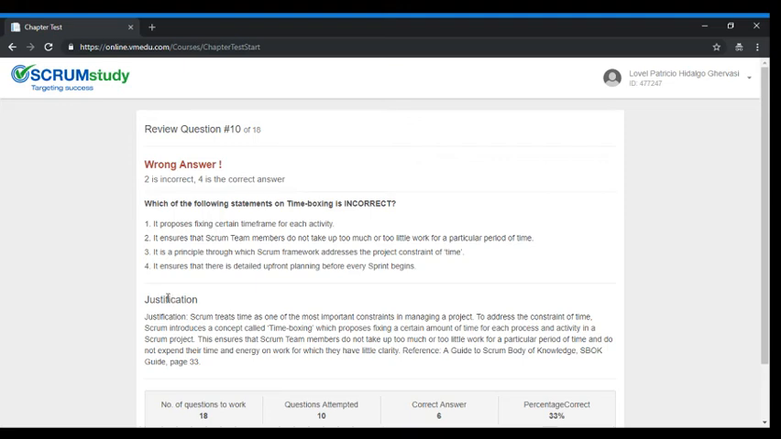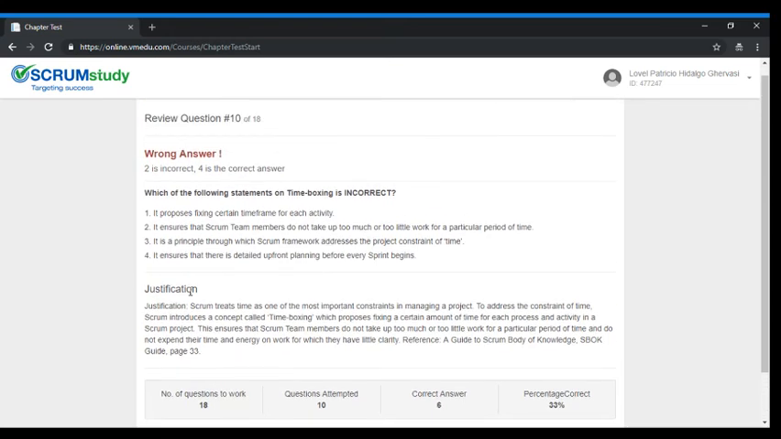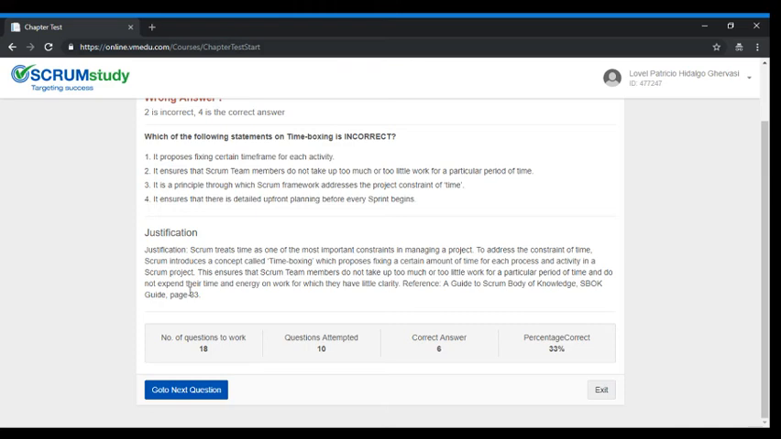era la 2 o la 4. Podría ser la 4 también, porque normalmente la caja de tiempo es un proceso, una metodología que se sigue dentro de Scrum para ahorrar tiempo. Y la idea es que tengas todo listo antes de tu reunión diaria de sprint.